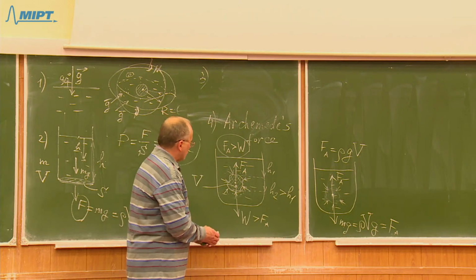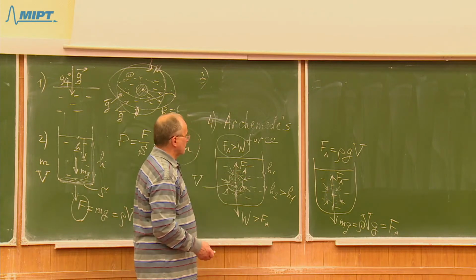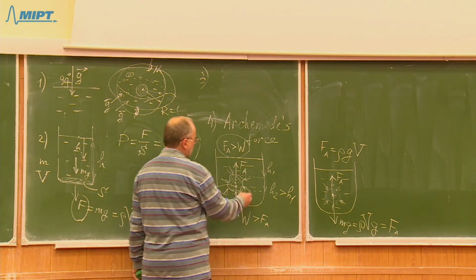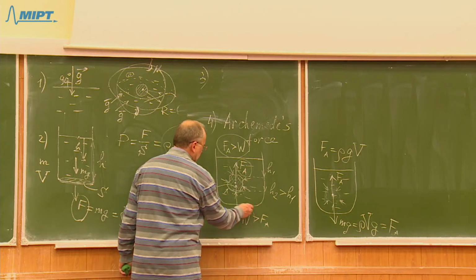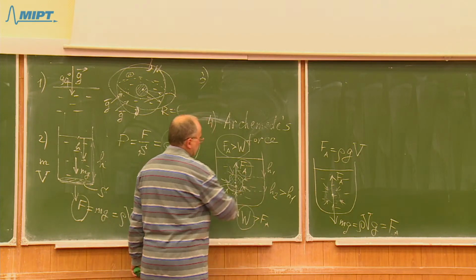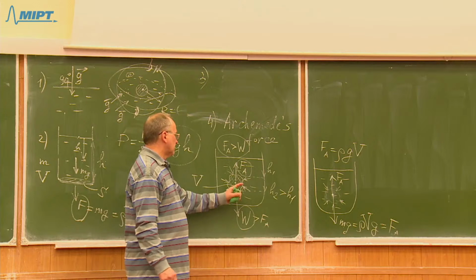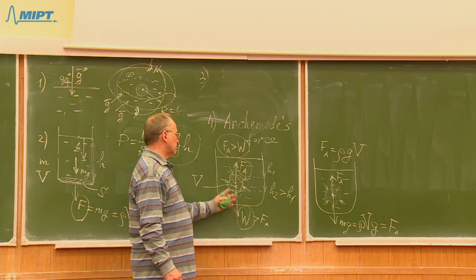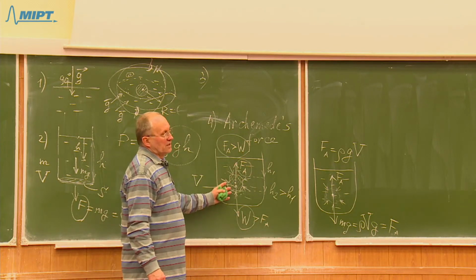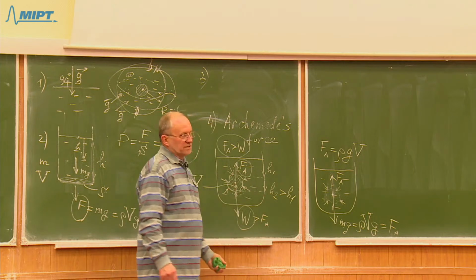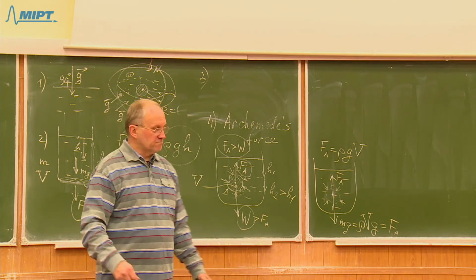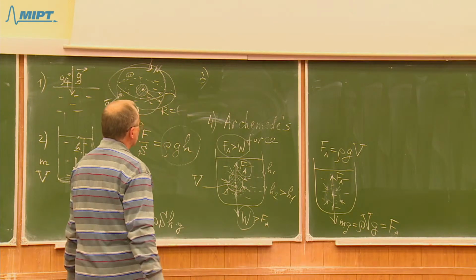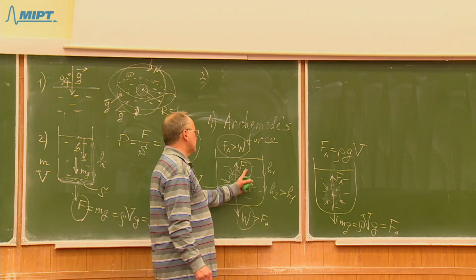this case. But if these forces are equal, if Archimedes force is equal to the weight of the body, then the body inside the liquid will be in a static equilibrium, in a different position. It will not go up and it will not go down. It will just float inside the liquid. So the Archimedes force is an important thing.